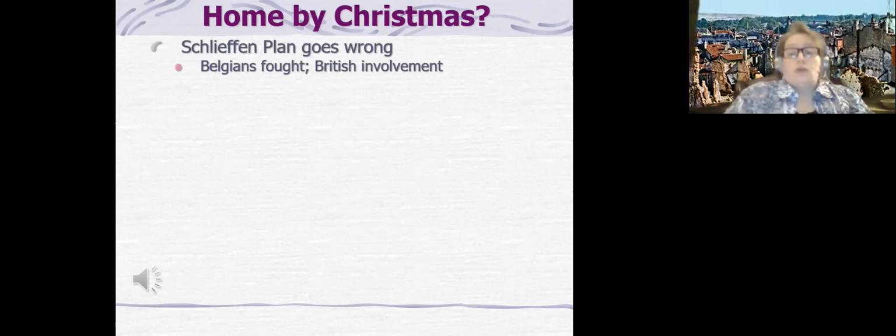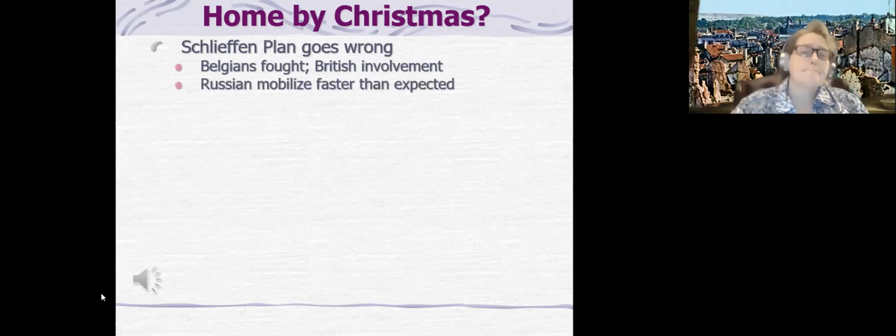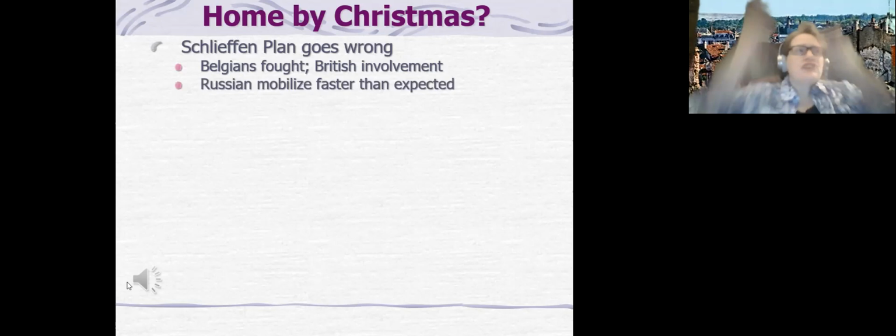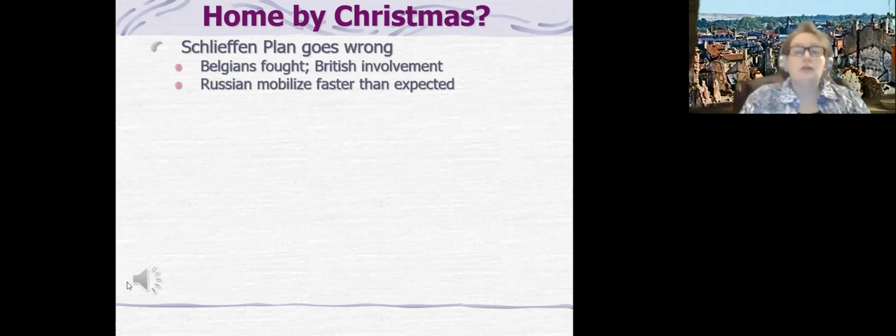But that won't last for long. Once you start lining up in rows to shoot at each other, you'll start losing some of that. But the British involvement and the Belgians fighting slows down the German line considerably. On top of that, the Russians moved faster than anybody thought they could. And because the Russians are going to move quickly, the Germans are going to have to pull troops off of the Western line.